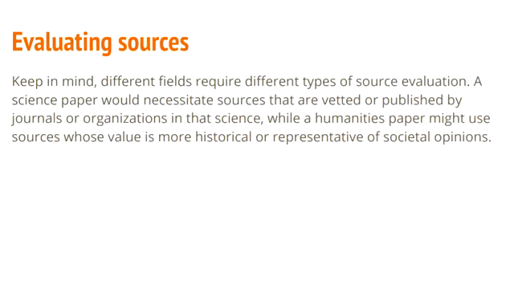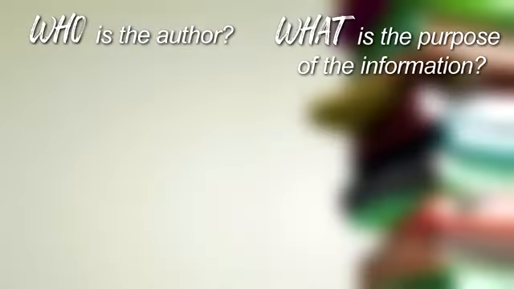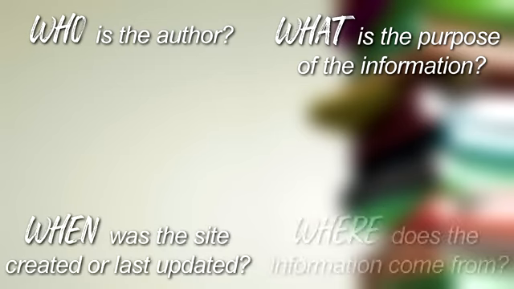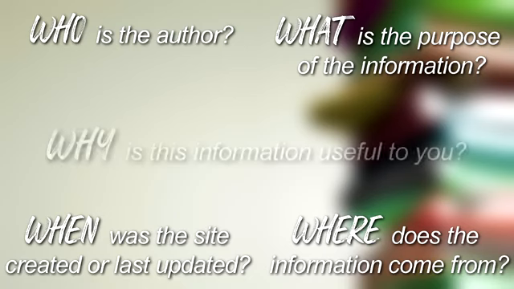You can tell if a source is credible by looking at the 5 W's. Who is the author? What is the purpose of the information? When was the site created or last updated? Where does the information come from? And why is this information useful to you?